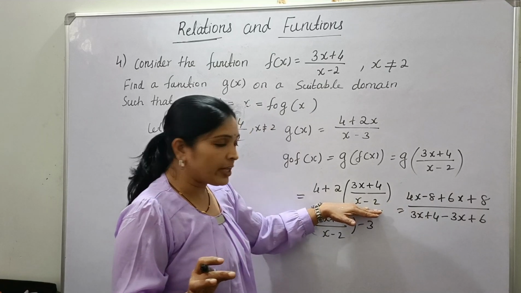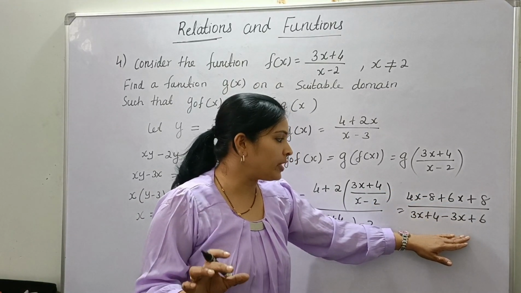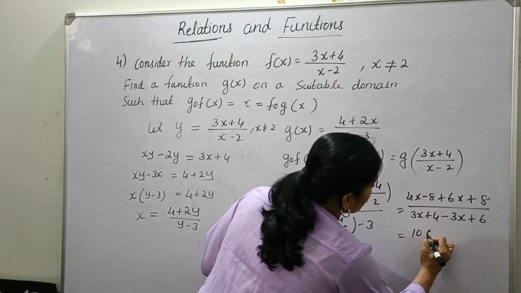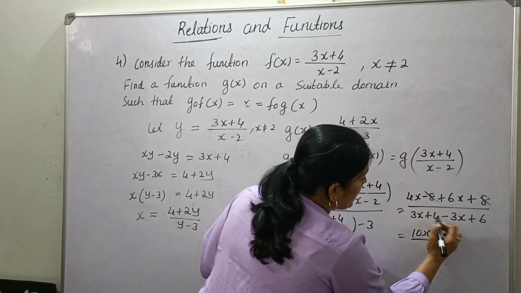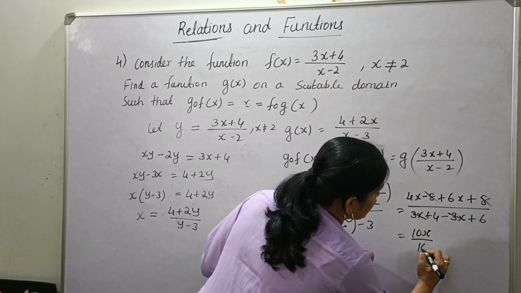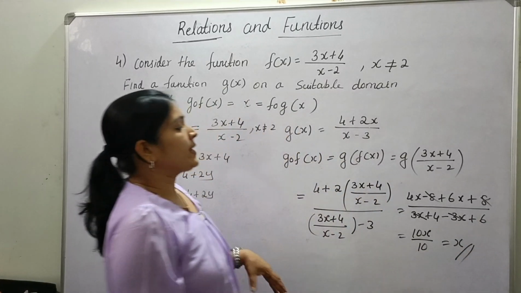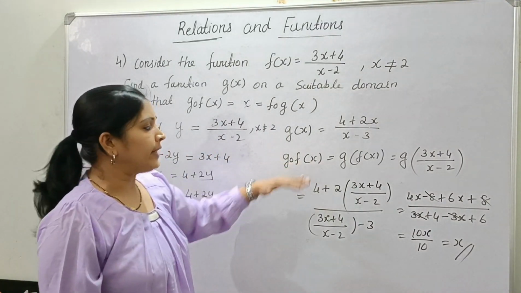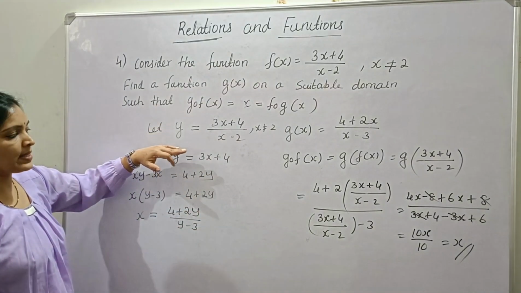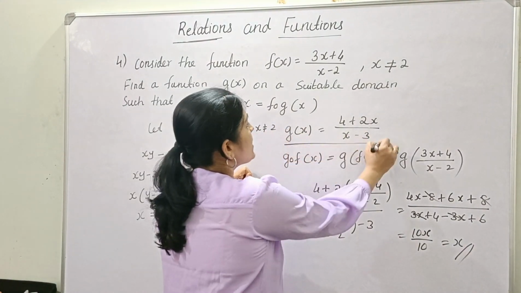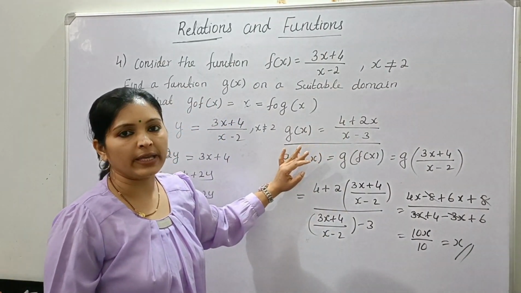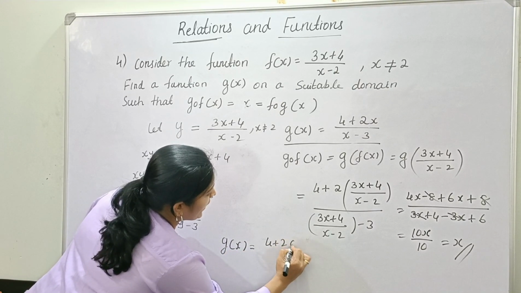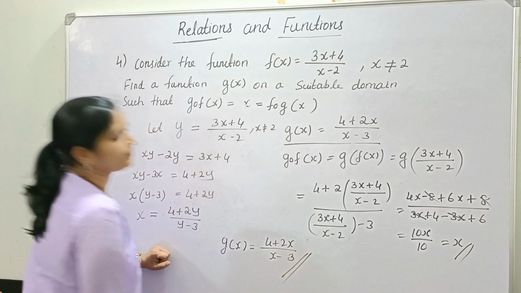Here the denominator of the numerator, x minus 2, is there. Here also the denominator of the denominator, x minus 2, that is cancelled. So after that, it will become 10x, minus 8 plus 8 cancelled, divided by plus 3x minus 3x cancelled, 4 plus 6 is 10, that is equal to x. Similarly, you can find f composite g, that also you will get x. Therefore, our g of x is equal to 4 plus 2x divided by x minus 3.